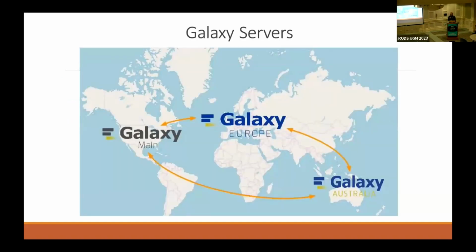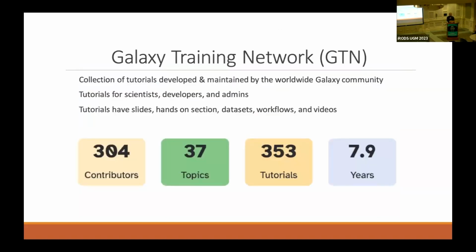So there are three main Galaxy servers. One is in the United States, Galaxy Main. There's one in Europe and one in Australia, and a bunch of smaller ones around the world. We have a major training network, over 300 contributors, over 300 tutorials, and 37 talks in the past 8 years. And there are tutorials for developers, scientists, or admins.